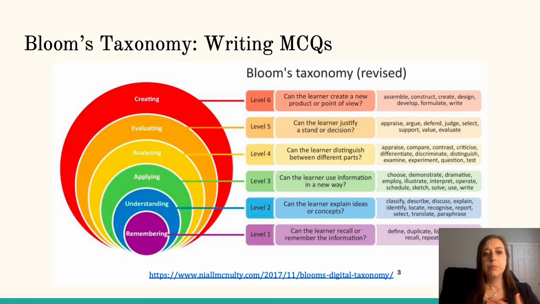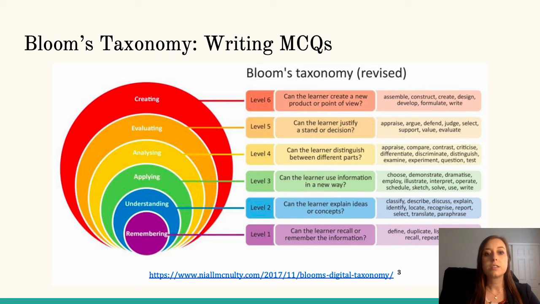It's really putting in question form what we're looking for from the learner at each stage. Level 1: can the learner recall or remember the information, right? If you asked that learner, tell me all the colors of the rainbow, and they just told you because they memorized it, but they may not understand how those colors develop or why, or the chemical structure behind it. Level 2: can the learner explain the ideas or the concepts? Can you tell me about what you learned? Can you discuss it? Level 3: can the learner use the information in a new way?